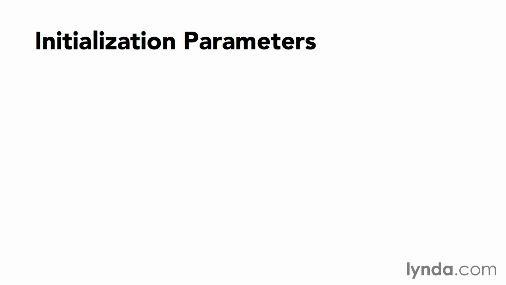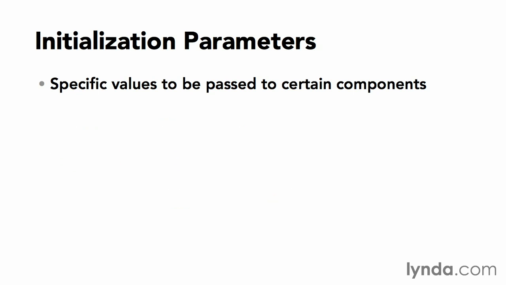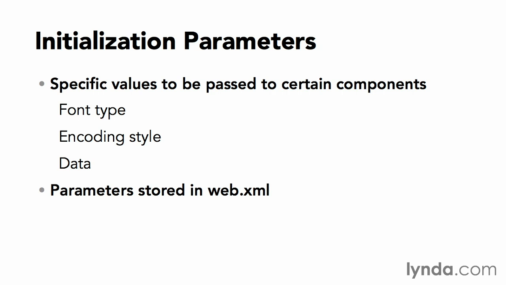The initialization parameters are specific values designed to be passed to certain components when the application is run. These can be things like font type, encoding style, or relevant data. The servlet context object is created when the web application is started, so it provides an easy and centralized way to access these initialization parameters. The parameters can be stored in the web.xml file for ease of use.